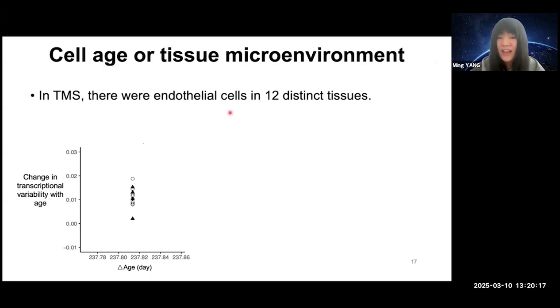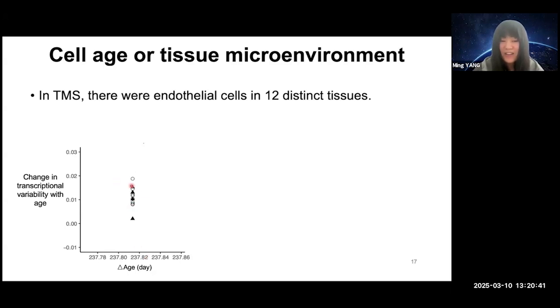For example, endothelial cells. We know endothelial cells exist in different tissues across the human body. And indeed, in the mouse aging atlas data, there are 12 endothelial cell types in different tissues, as you can see, like the points here. And if we don't have tissue-specific lifespan data, or all those endothelial cells only have one lifespan estimate, the data would look like this.